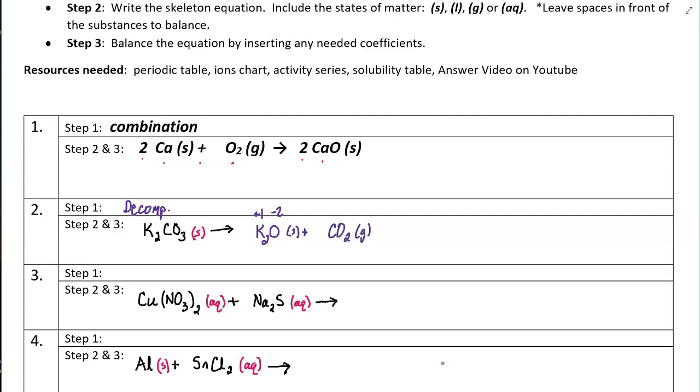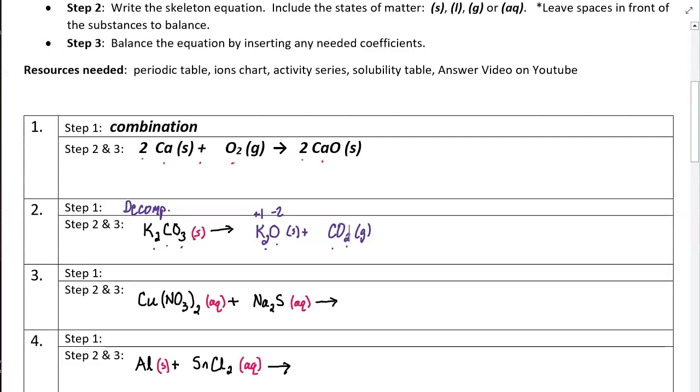In order to know those are the products, I have to pay attention to the previous worksheet that I did about decomposition. Hopefully you saved those worksheets in your notebook. Now comes step 3, balance this skeleton equation. It's already balanced. There is 2 K's here and 2 K's here. There's 1 C here and 1 C here. There's 3 O's here, and adding together this O and these 2 O's, that's 3 O's.